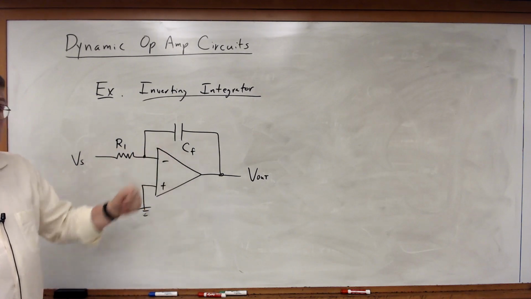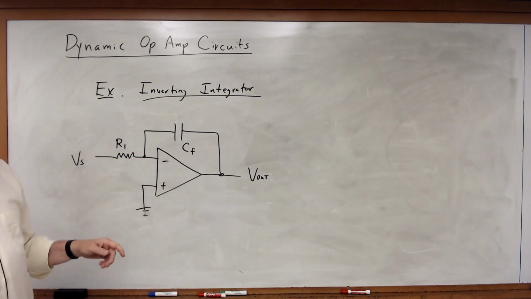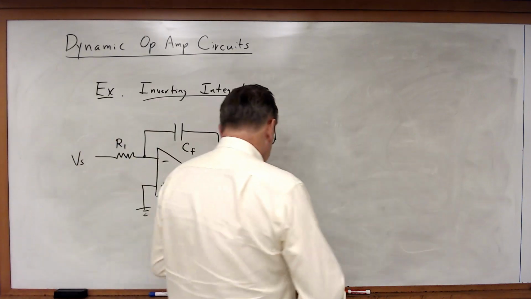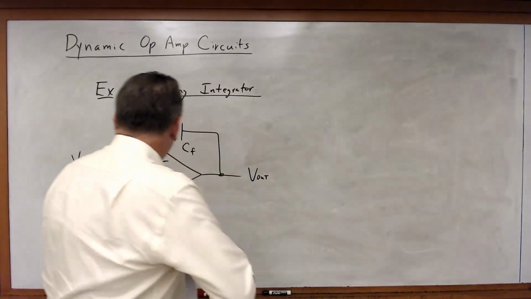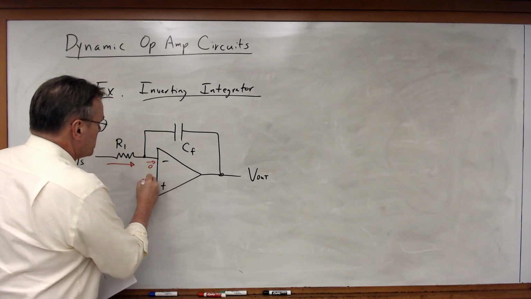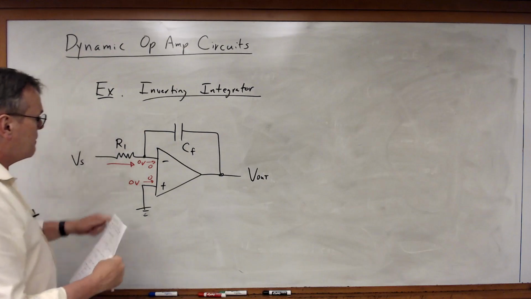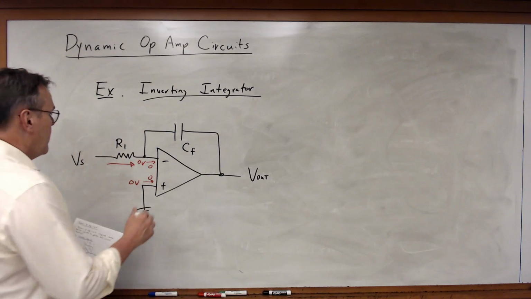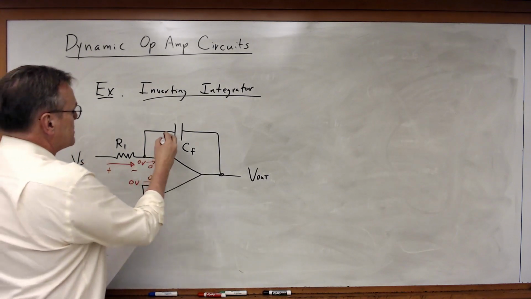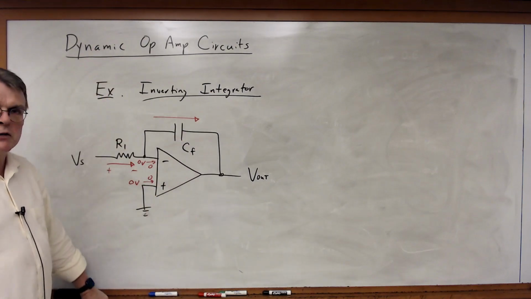So let's go through and write the KCL equation for this and use the IV relationship for capacitors. And let's see what the relationship is between the output and the input voltage. So in this case, we're going to apply the three rules. Got 0 amps flowing into both inputs. I've got 0 volts, the virtual ground. And I've also got a current flowing in from Vs, and that same current I'm going to choose to also flow through C sub F in the same direction.